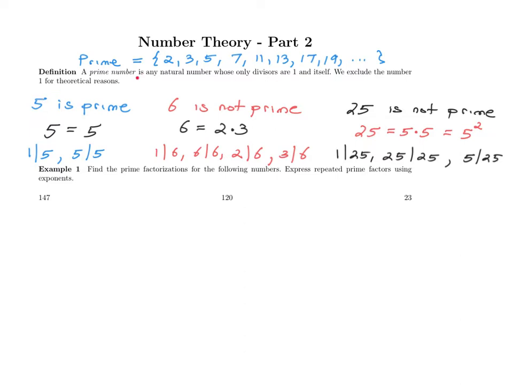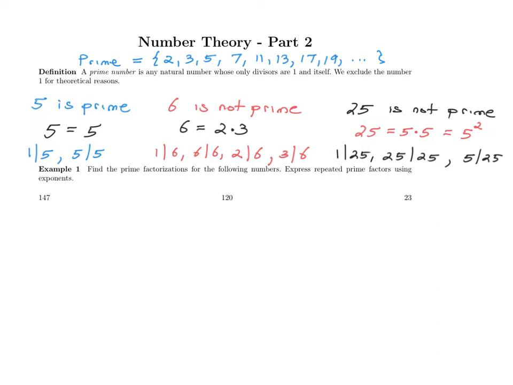So if the numbers are relatively small, it's pretty easy to come up with the prime factorization for those numbers. What I'd like to do in example 1 is look at numbers that are bigger and determine their prime factorizations. Let's start with this one, 147. In order to find the prime factorization, we have to think of numbers that can divide into 147.